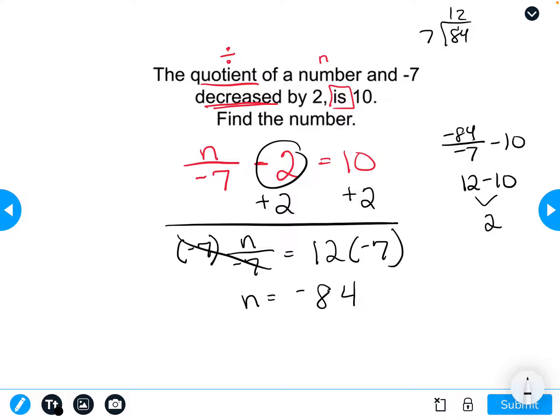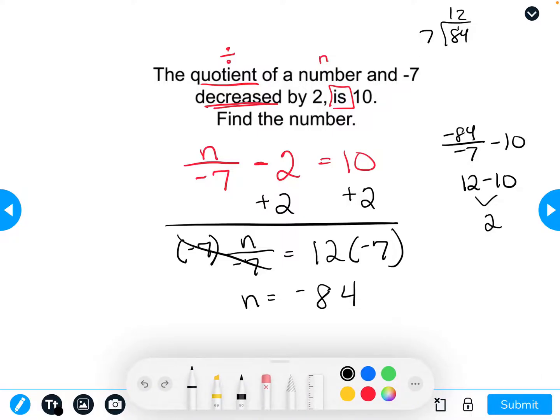Look at this. It was a minus 2 here. I made a mistake in my check. Okay, so let's change that. It's good I caught it. Minus 2. So 12 minus 2 would give us a 10. So I did do it correctly.